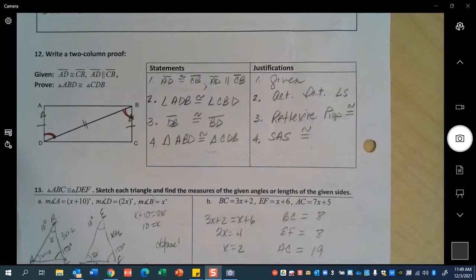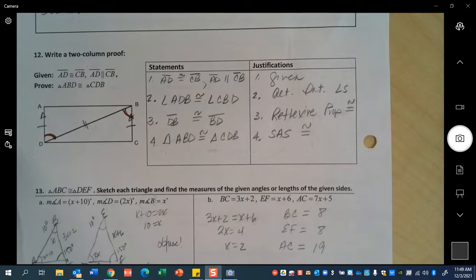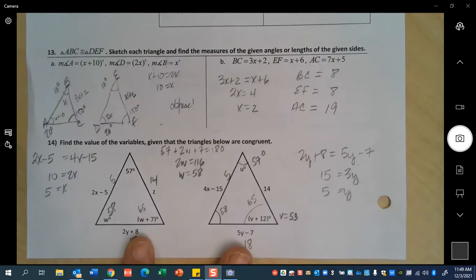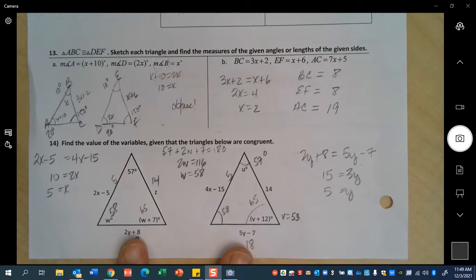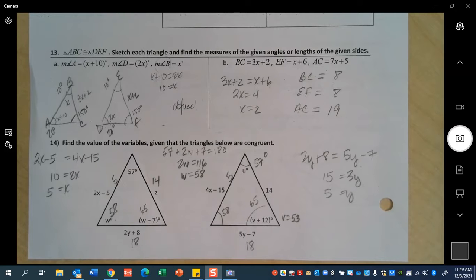And then I have the reflexive property shares my side. And then I have side angle side congruence. These ones were tricky because once I recognized that this congruent statement was given to me, I know that A and D are congruent to each other, so I can set them equal to each other and solve. Once I solve for X, I can plug it back in and solve for all my other angles.